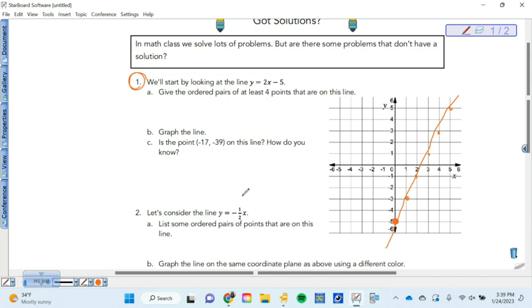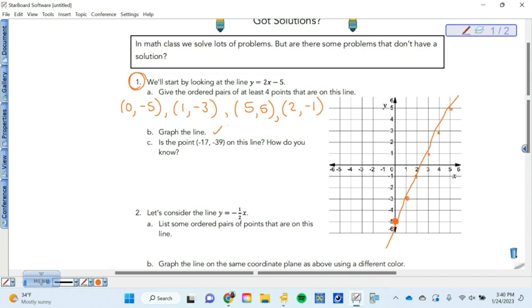Okay, can I get 4 points that are on that line? 4 ordered pairs. 0, negative 5. What else? 1, negative 3. 5, 5. One more. Good. 2, negative 1. We already graphed the line.